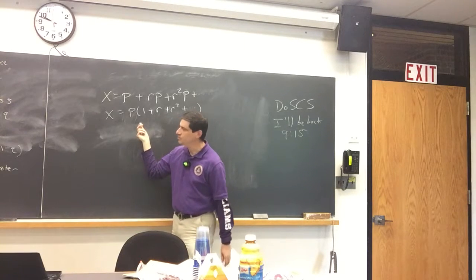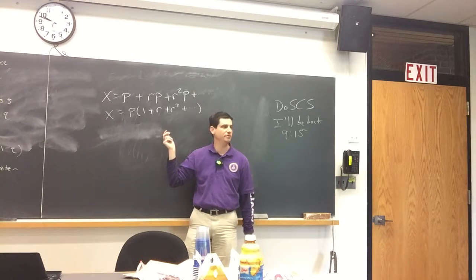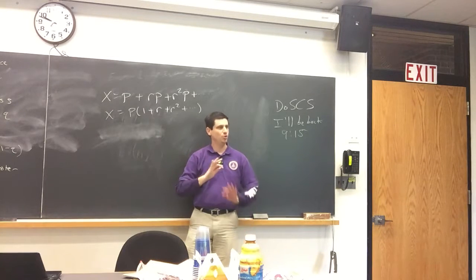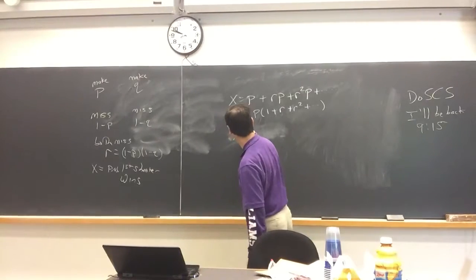And clearly R is going to be between 0 and 1. The only way R could be 1 is if both people have no chance of making a basket. We're not going to watch this movie. You know, there's no way Warner Brothers would ever make that film.